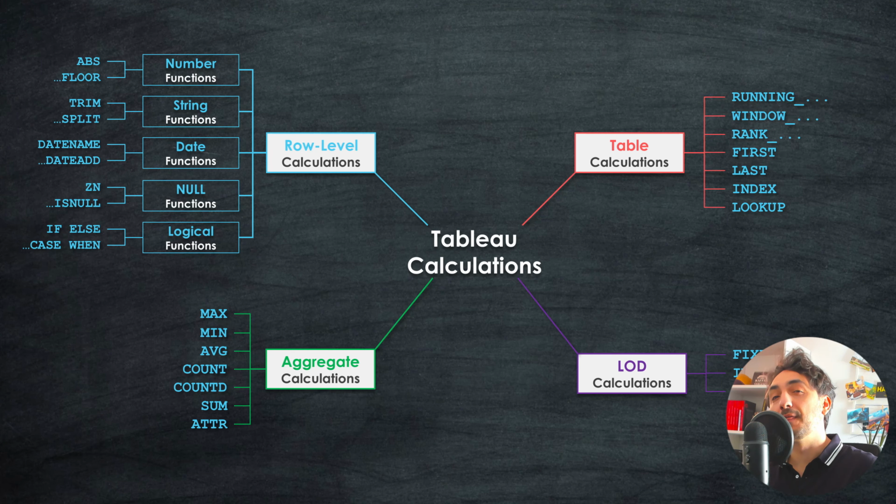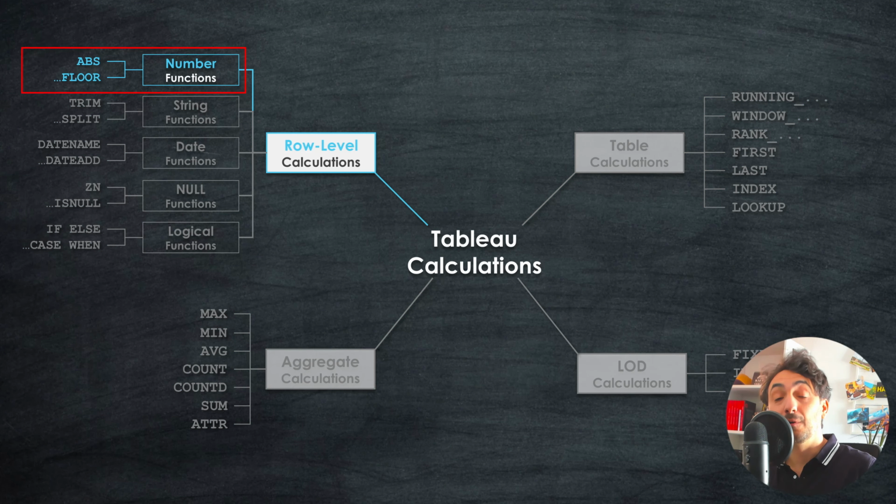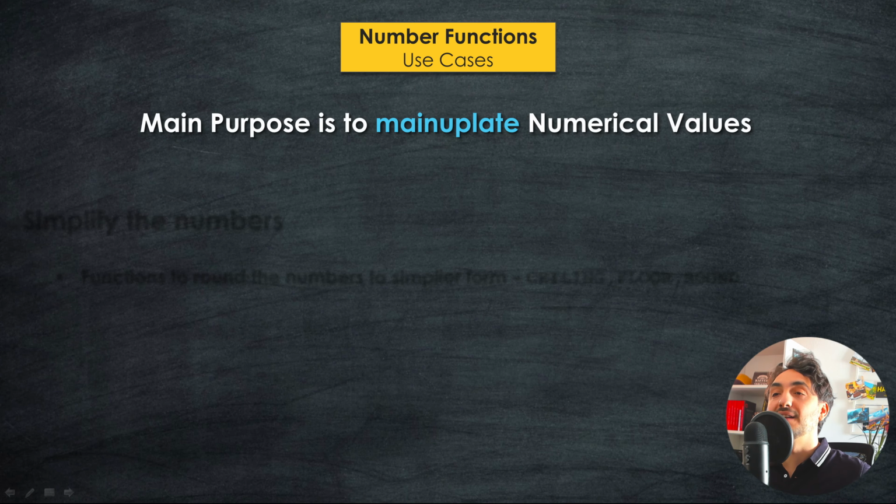Alright, so now we're gonna start with the first type of calculations, the row level calculations, and in this tutorial we're gonna cover the number functions in Tableau. The main purpose of the number functions in Tableau is to manipulate and transform numerical values, so we can use them on any field with the data type number. And the most important use case for the number functions is to simplify the numbers.